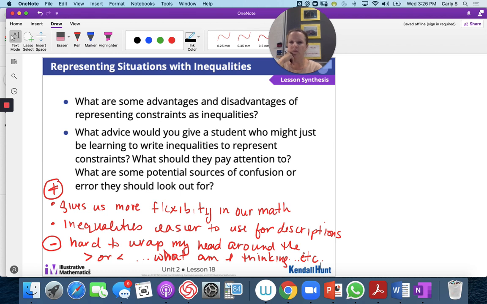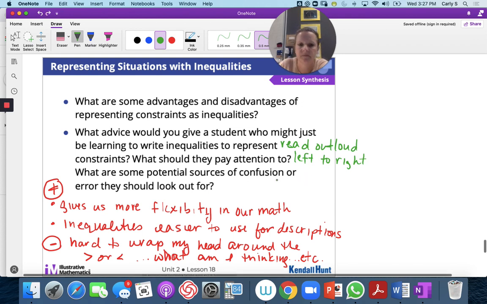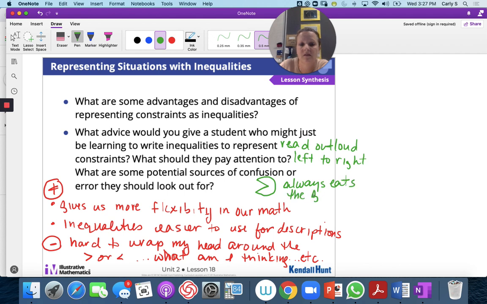What advice would you give a student who might just be learning to write inequalities to represent constraints? My advice would be to read them out loud, left to right. And Pac-Man always eats the bigger. So it's always going to eat the greater.